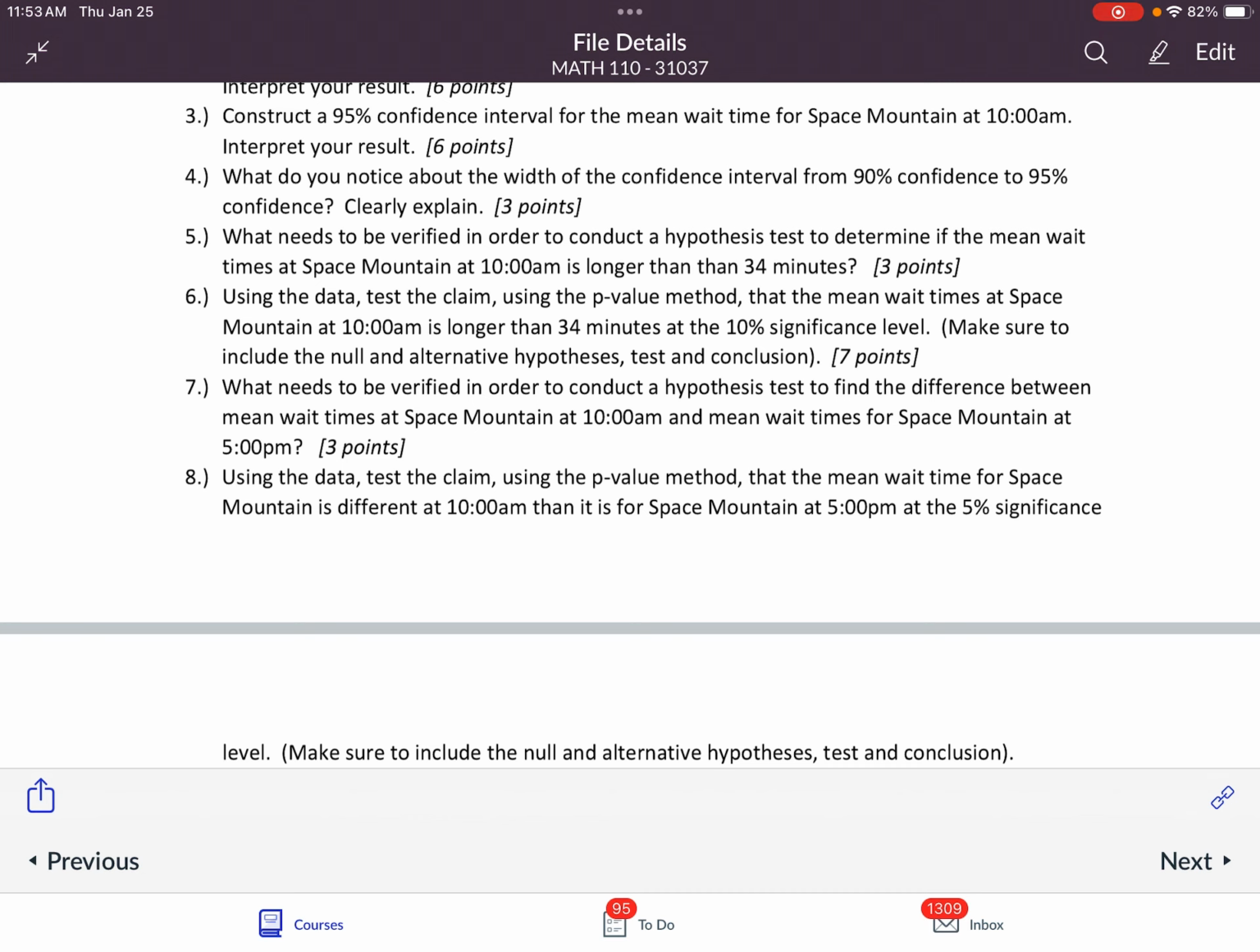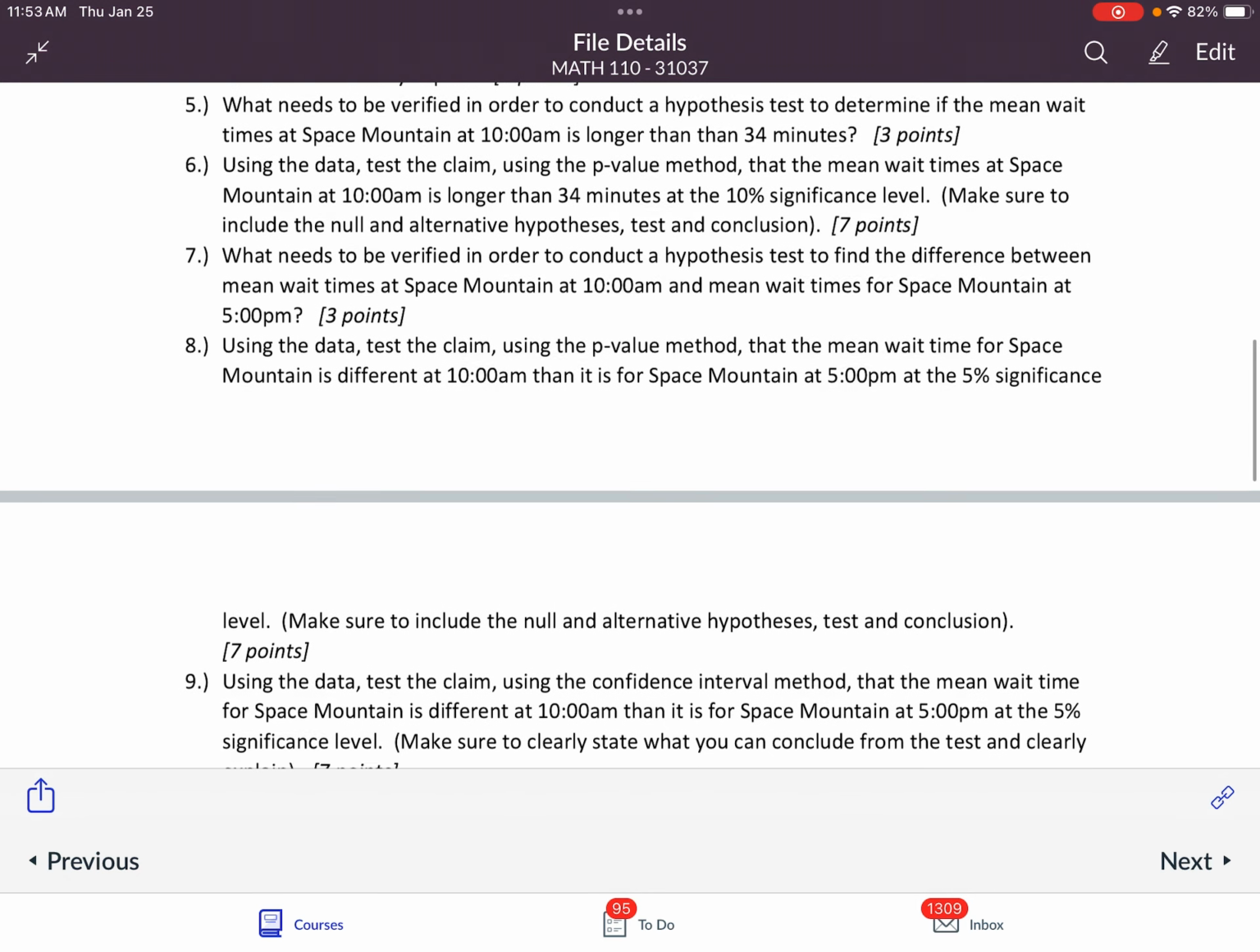Also, don't forget that we did discuss in Chapter 9 if things are independent or dependent. And these people that are there at Disney World at 10 a.m. and 5 p.m. have no correlation between the two, no relationship. So this is definitely some independent data that we're dealing with.